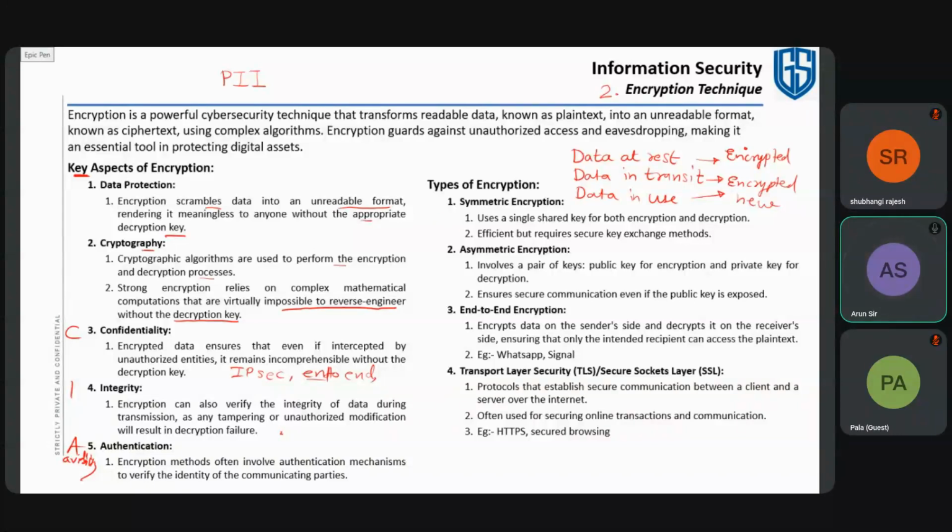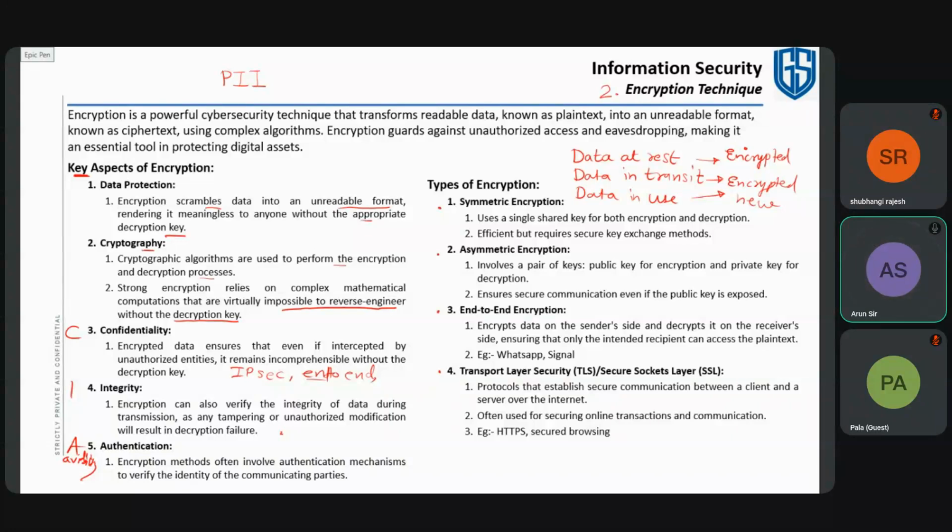Some part we have already covered in ciphering the text, but we can still talk about certain more: symmetric encryption, asymmetric encryption, end-to-end encryption, and data in transit, which is supported by transport layer security, that is TLS, or SSL, the secure socket layer, which is 128 bit to 256 bit in length.